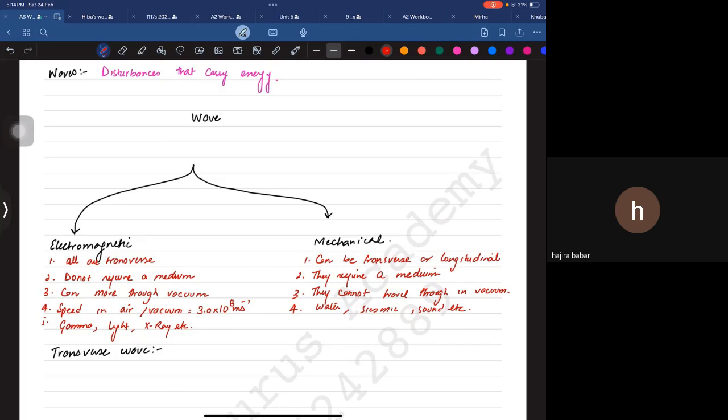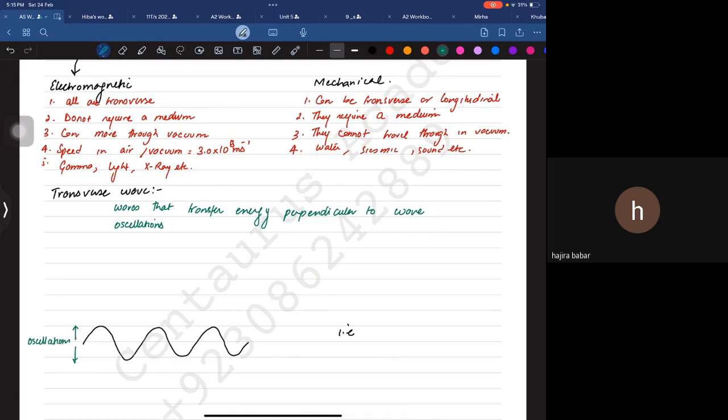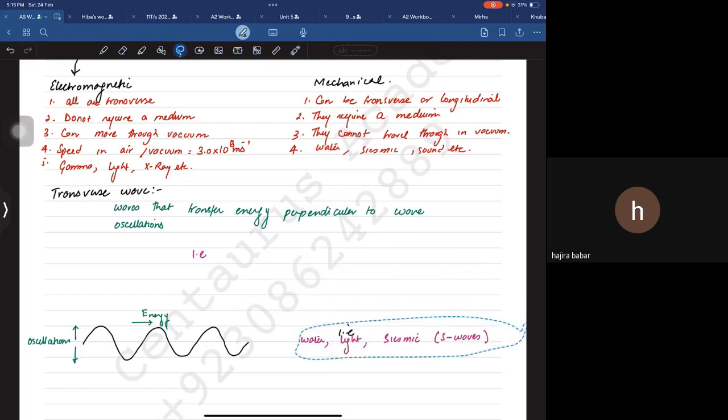All right. Now we're gonna go to the transverse waves. For transverse wave, the definition is that these are waves that transfer energy perpendicular to wave oscillations, which basically means that the oscillations are going to be up and down, and the energy is being transferred perpendicular to that. Some of the common examples of these are water, light, seismic S waves. When I say S waves, that basically means secondary waves.